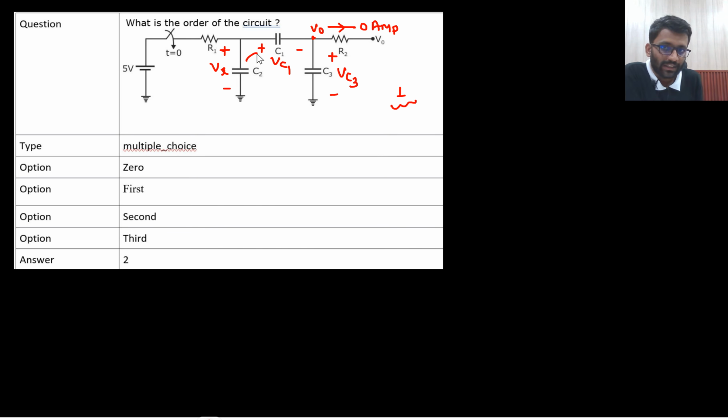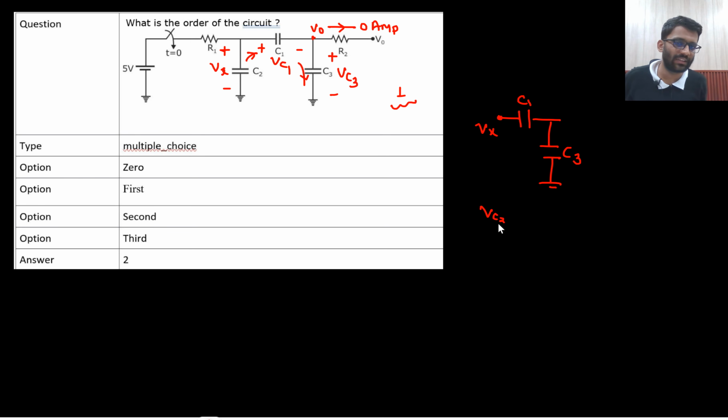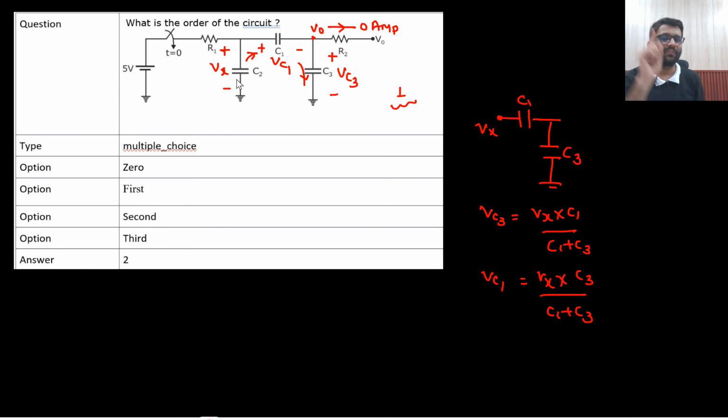That means whatever current is flowing through C1, that same current is flowing through C3. Same current is flowing. And Vx potential is directly exposed to C1 and C3. So what will be your Vc3? Vc3 is Vx into C1 upon C1 plus C3. And what is your Vc1? Vc1 is Vx into C3 upon C1 plus C3. That's it. So only one independent voltage you have to give. That means it is a first order circuit.